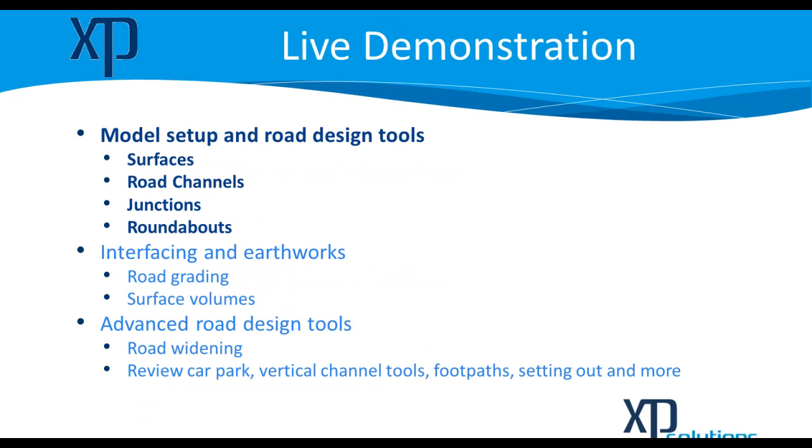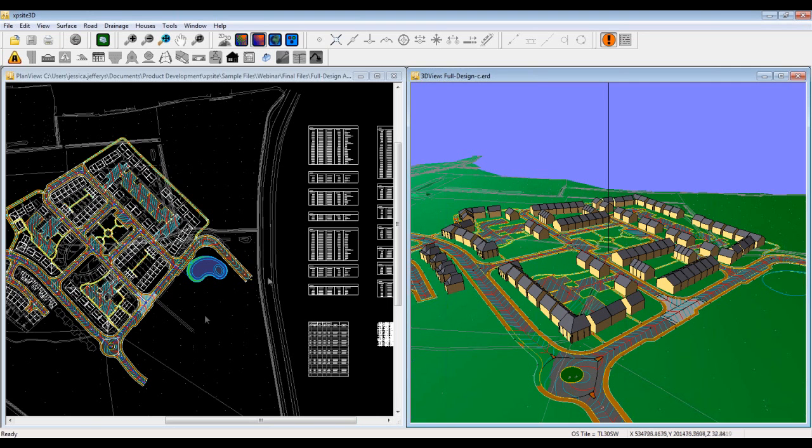So onto the live demonstration. In this first section, we will start with model setup and road design tools. So we'll look at creating our surface, then designing our road channels, adding junctions and roundabouts, and that will take us to the end of the first section. Now to just take a quick look back at our completed model to remind us what it is we're going to be designing. So this will look familiar as we run through the software.